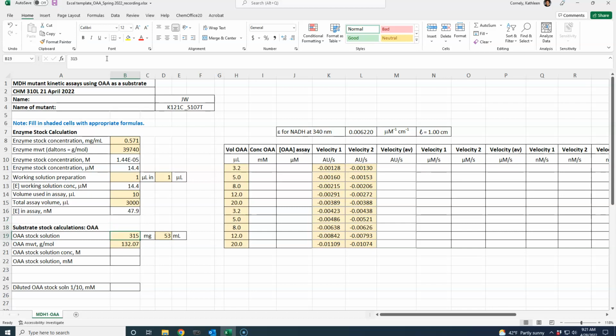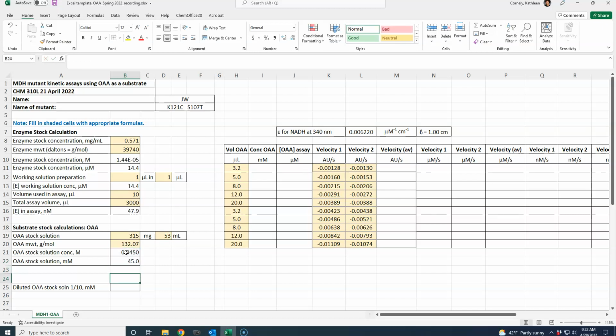Okay, what about the substrate? I took 315 milligrams of OAA and I dissolved it in 53 milliliters of water. And I did this because adjusting mass can be difficult. It's easier to adjust volume. And that's the molecular weight of the OAA. So if we calculate the stock concentration solution, first we have to take milligrams per milliliter, which is the same as grams per liter. So if we do that and divide by the molar mass, we will get the stock concentration solution in molarity. If we want to convert this to millimolar, we should take this and multiply by 1,000, and that's the concentration in millimolar.